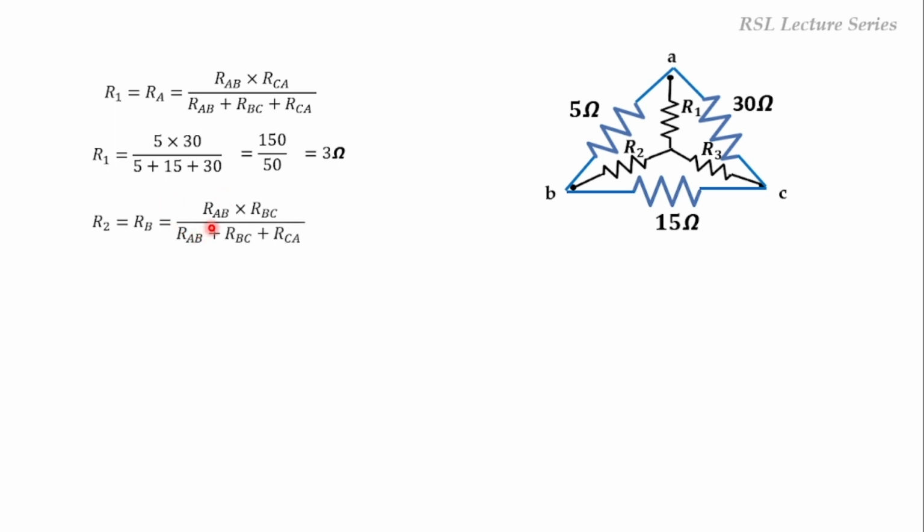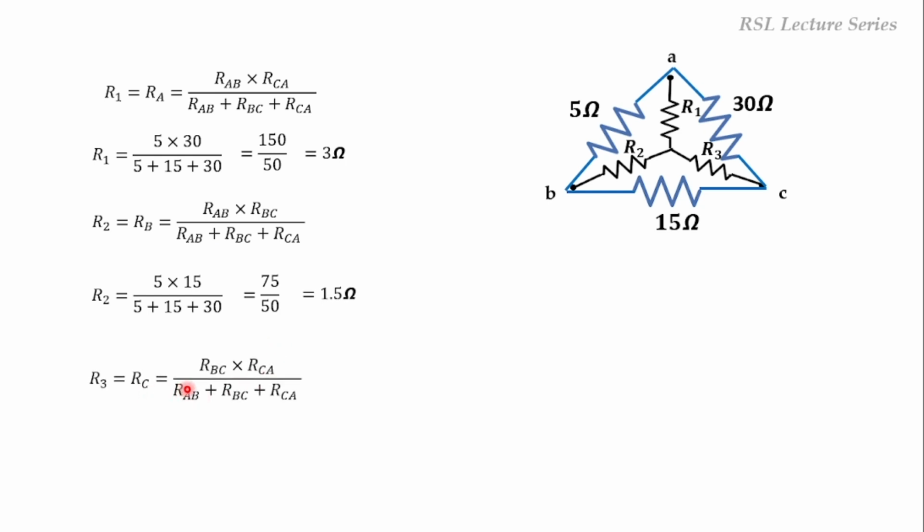Similarly, RB is equal to RAB RBC divided by the sum of the resistors. Here this is RB, so RAB and RBC are the adjacent resistors. On substituting the values, we get 1.5 ohms. Next, R3 is equal to RC, so the adjacent resistors are RBC and RCA divided by the sum of all the resistors. On substituting the values, 15 into 30 divided by 5 plus 15 plus 30, we get 450 by 50, which is equal to 9 ohms. So now we have converted the delta into the equivalent star.